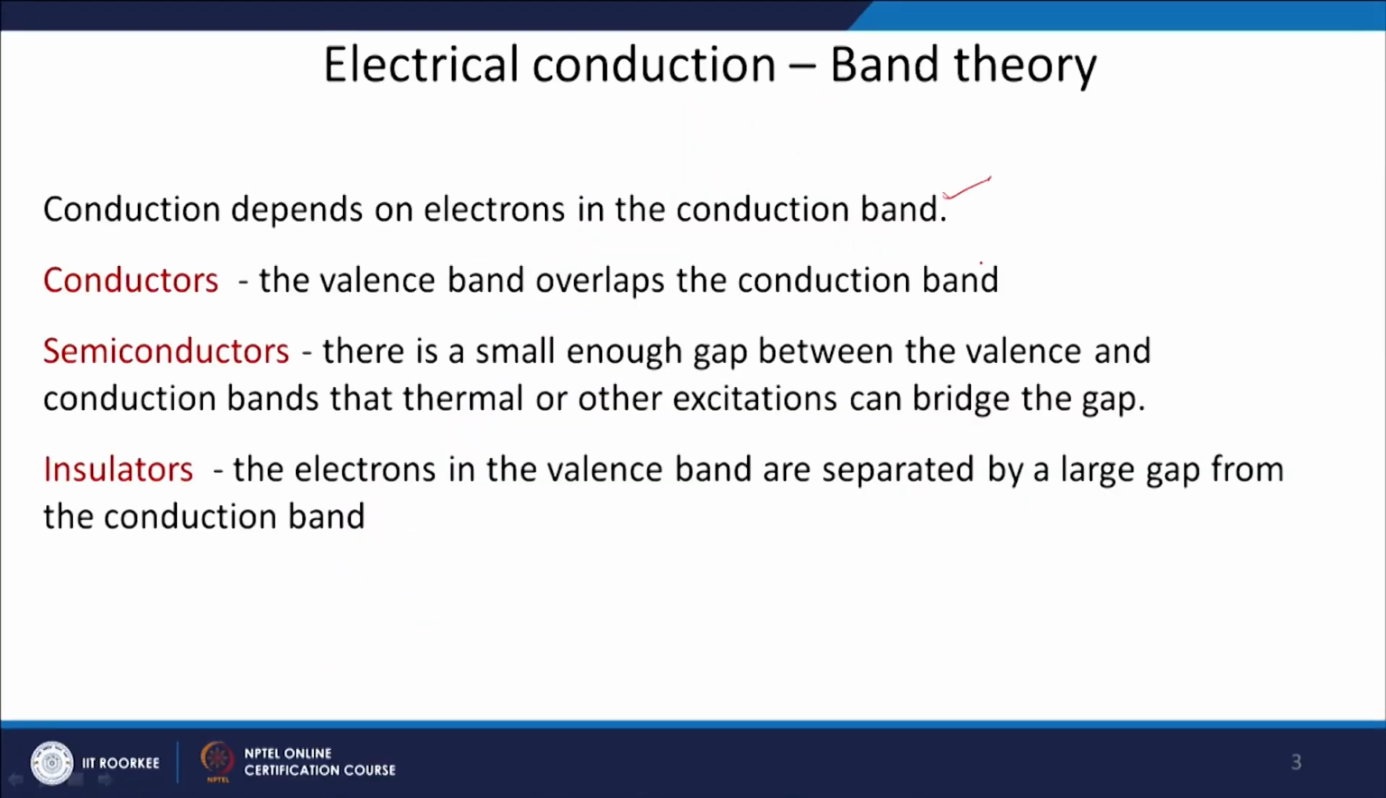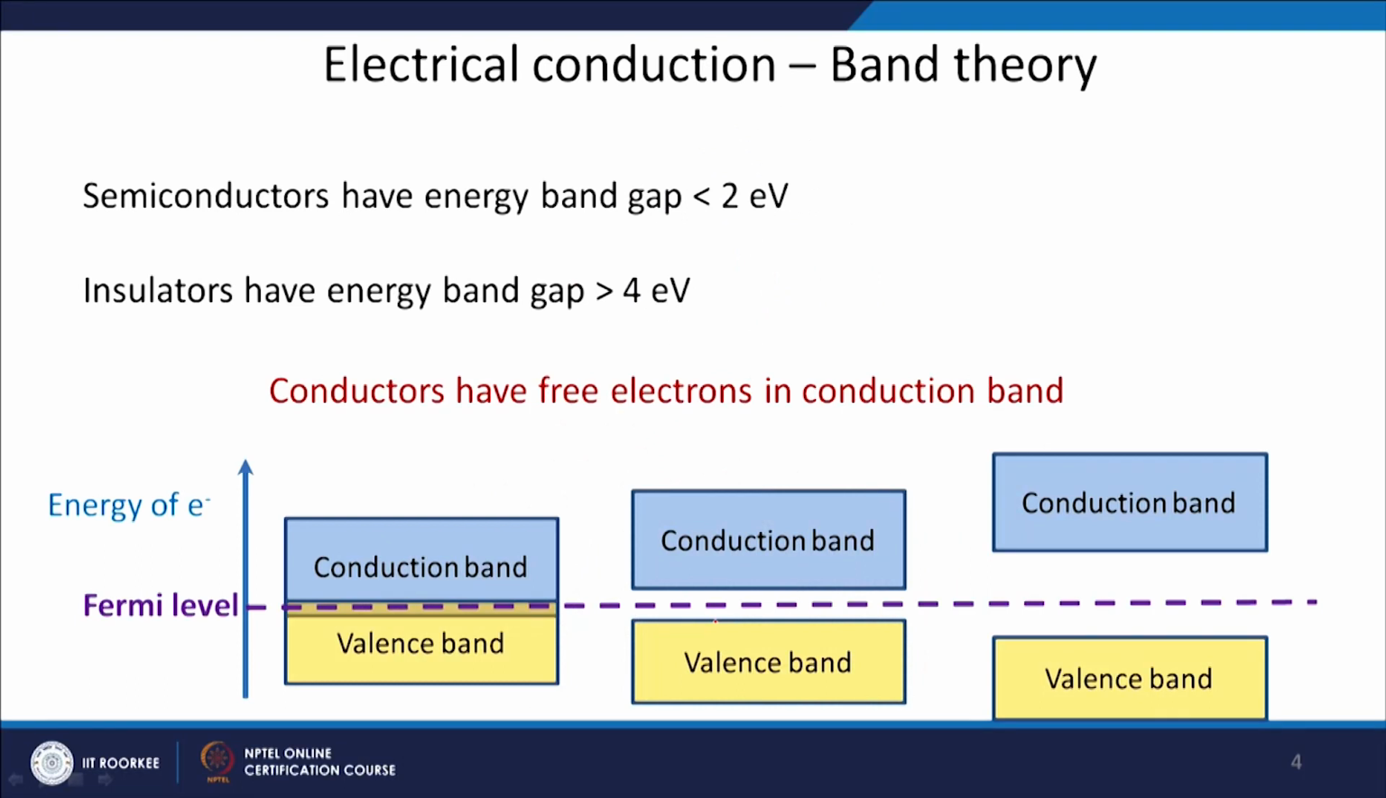In the case of insulators, the electrons in the valence band are separated by a large gap from the conduction band. Between the valence band and the conduction band there is a very large gap, and they cannot jump from the valence band to the conduction band. That is why insulators do not conduct any electric charge. This is how you can see it in terms of a graph, how these different bands are there. So the conduction band and valence band are there, and this is the case for a conductor.